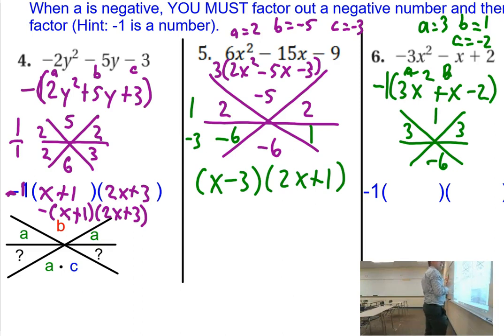What multiplies to negative 6 and adds to 1? I believe that would be 3 and negative 2. All right, this reduces to 1 over 1, so x plus 1. And this reduces to 3x minus 2.